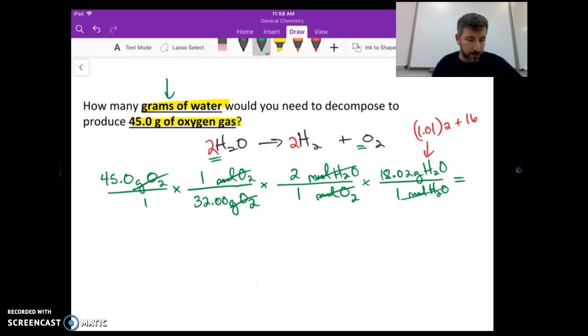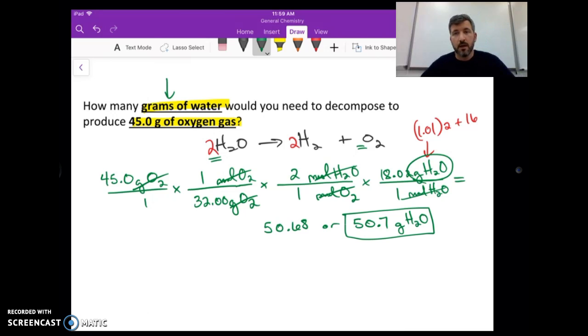Okay, so I got 50.68. That's a little bit too many sig figs because my starting number 45.0 only has 3. So I'm going to say 50.7, and then my unit would be grams of H2O.